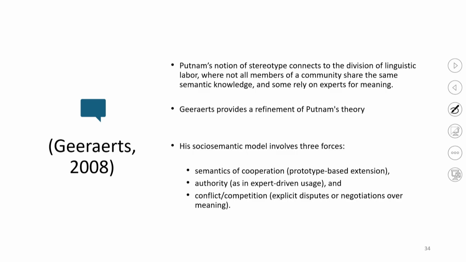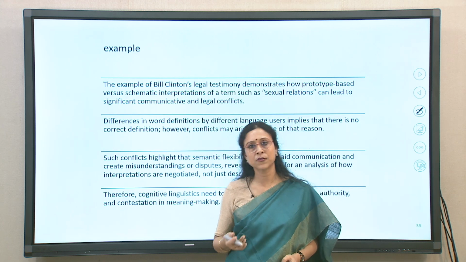As a result, some improvisations have been proposed by many scholars, including Hertz. The semantics of cooperation, authority and conflict is a three-way socio-semantic model of how meaning generation is dependent on social factors. Cooperation is prototype based extension. Authority is expert driven usage, which is the deference that Putnam talked about, and that idea remains here. And the conflict that might arise, which Putnam did not talk about explicitly, is also now taken into account in socio-semantics.